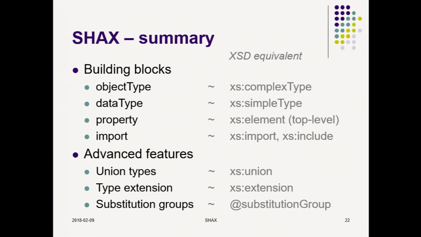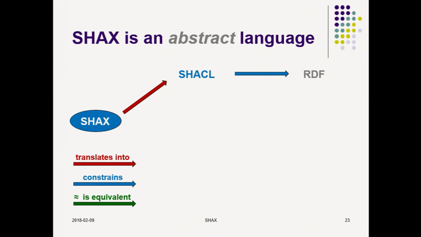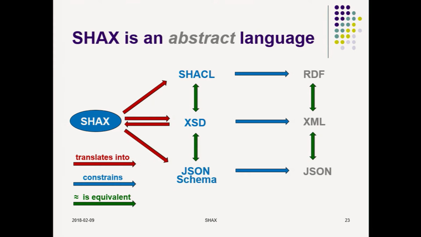So I hope so far that I could convince you that SHAX did give us, and does offer us, both simplicity and abstraction. Concerning abstraction, remember the choice group. Now, how about the unification? Well, a SHAX model can be translated into a SHACL model which constrains RDF data. That's obvious. But a SHAX model can also be translated into an XSD which constrains XML data which are equivalent to the RDF data constrained by the SHACL model. And similarly, SHAX can be translated into a JSON schema constraining JSON, which is equivalent to the RDF constrained by SHACL or the XML constrained by the XSD.